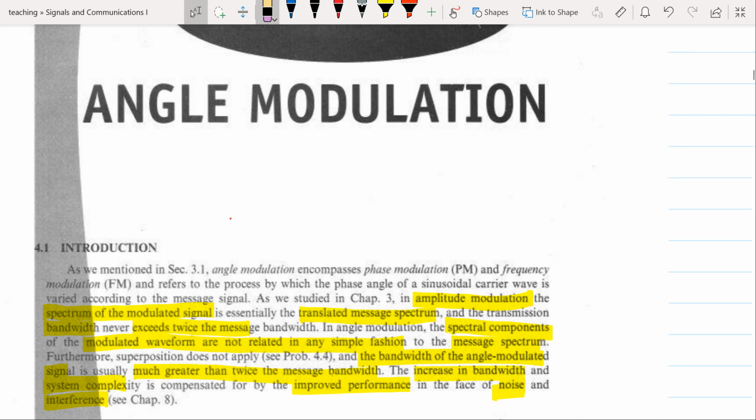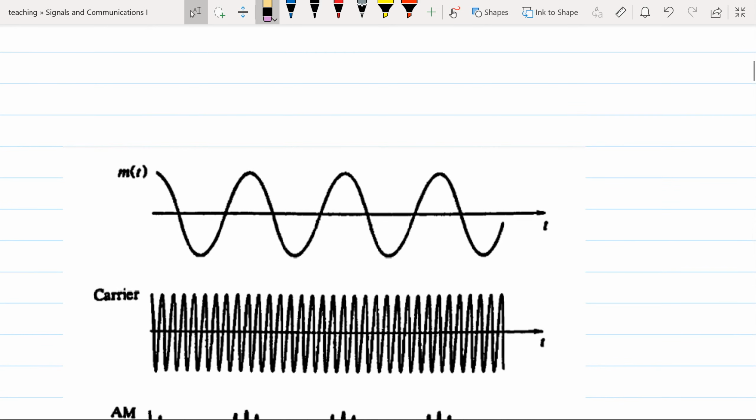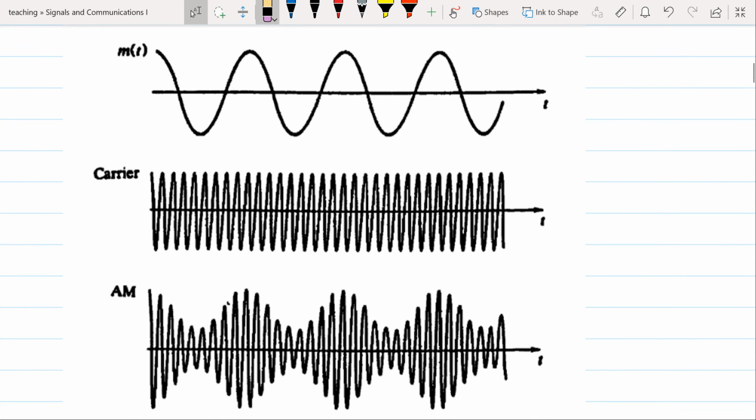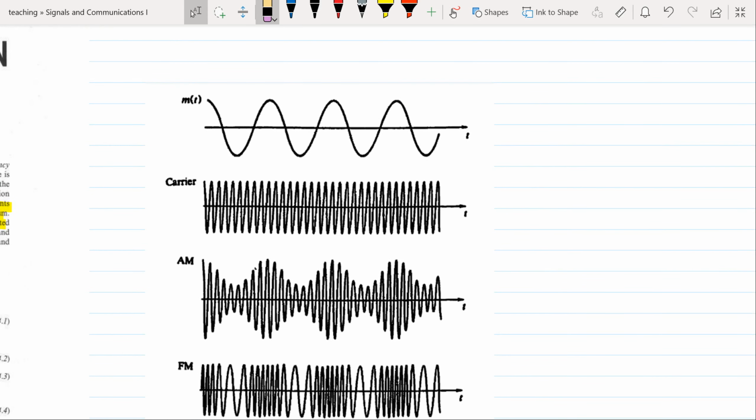So we shift our attention to angle modulation. In angle modulation, we have two types, phase modulation and frequency modulation. We will see shortly what this entails. Assume you have a message signal as illustrated by m(t) here.